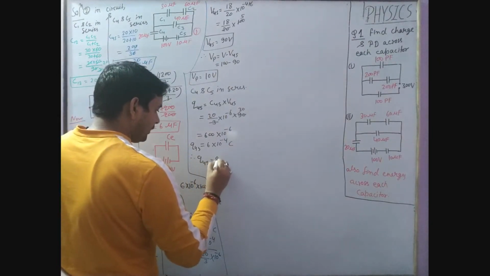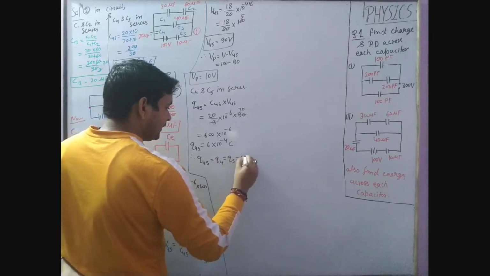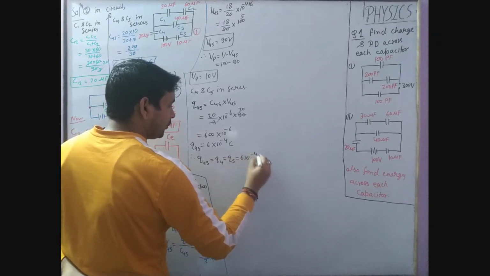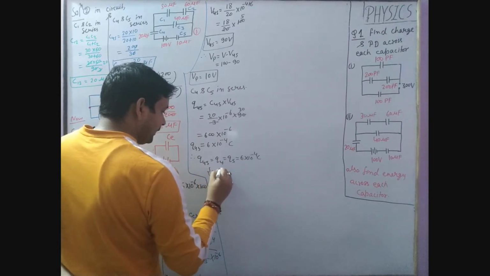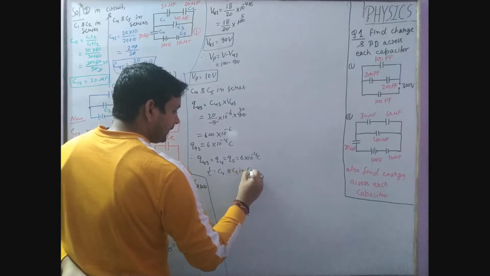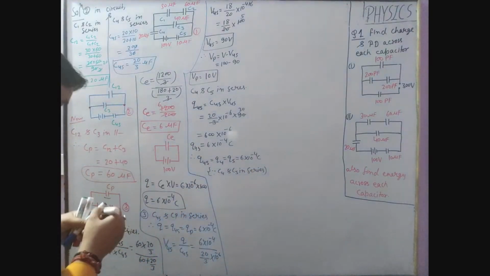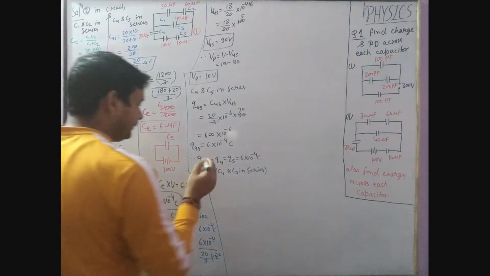Okay, therefore Q45 equal to Q4 equal to Q5 equal to 6 into 10 to the power minus 4 coulomb, because C4 and C5 in series, इसलिए ये रिजल्ट आपका ये आ जाएगा.